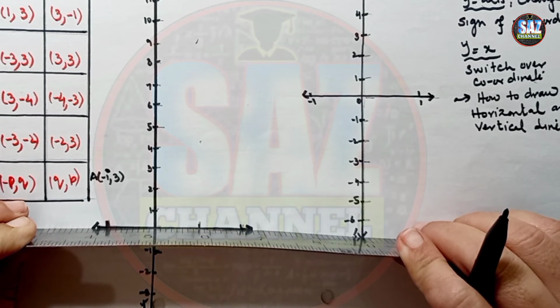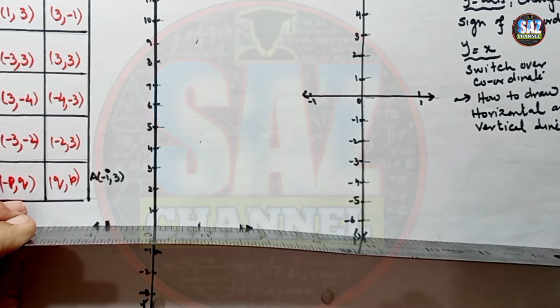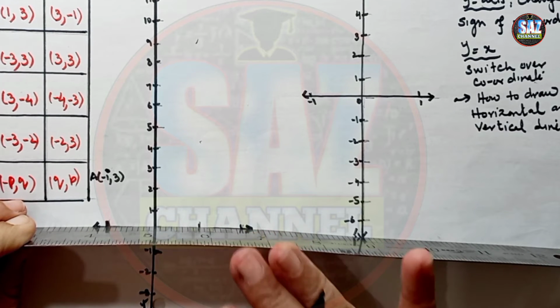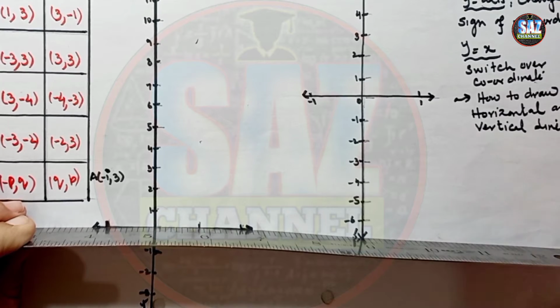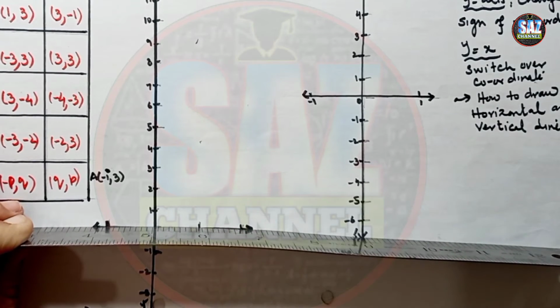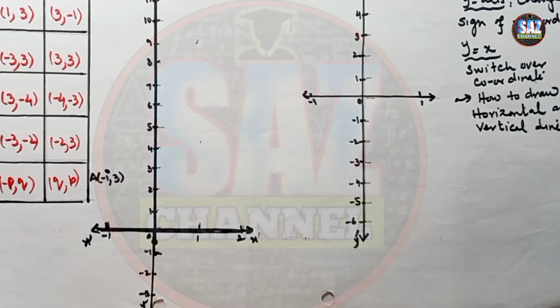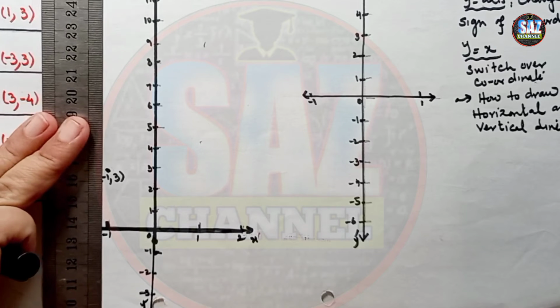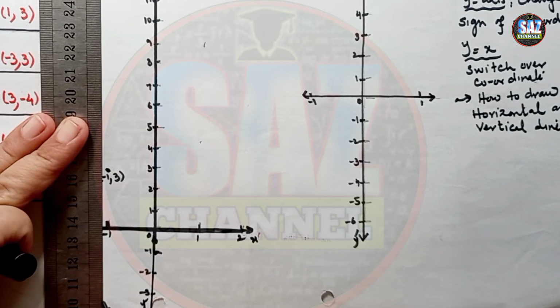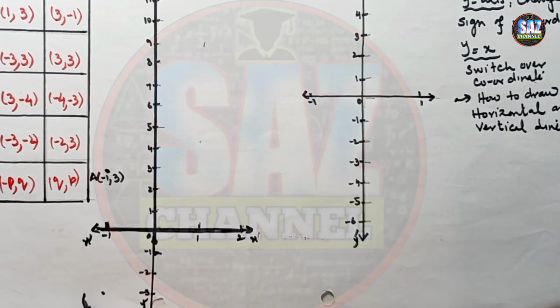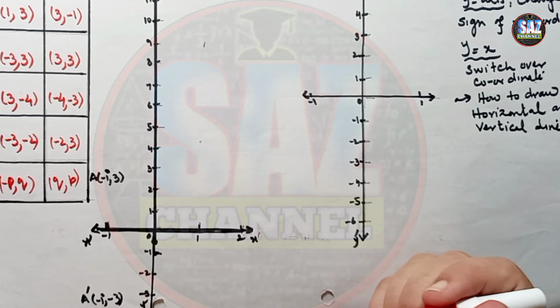Now I know the rule of reflection in the x-axis: I have to change the sign of the y coordinate. So the image A dash will be at x equals -1 and y equals -3. This will be the place for A dash, at (-1, -3).